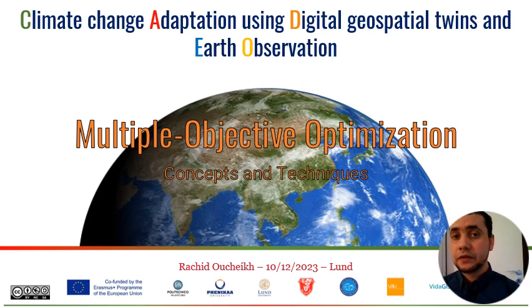In the previous lecture, we studied single objective optimization, in which we have only one objective function to either maximize or minimize. Today we will cover a more advanced topic, in which we have many conflicting objective functions, and we try to either maximize them or maximize some of them and minimize some others. So let's start.